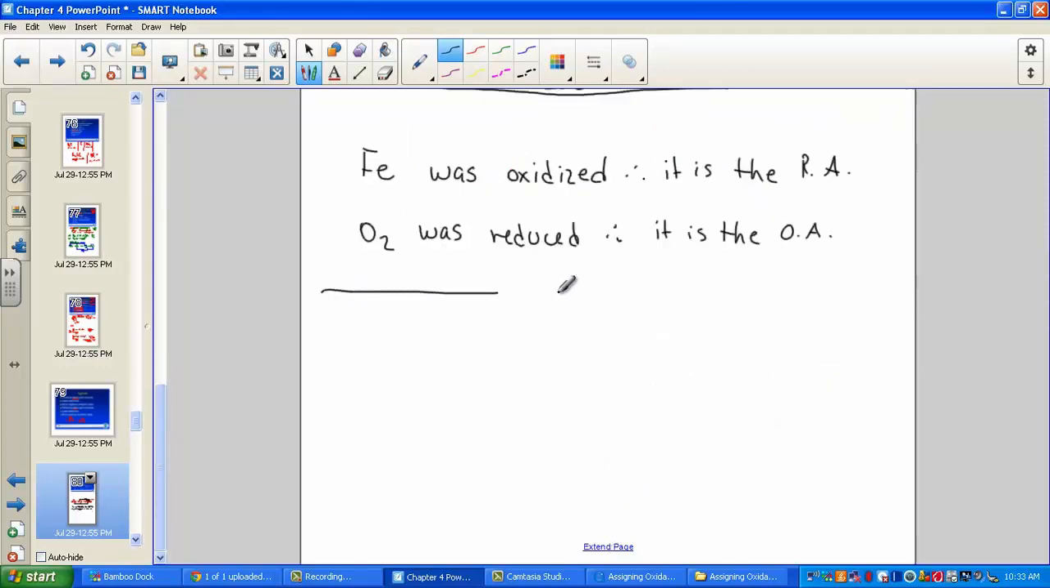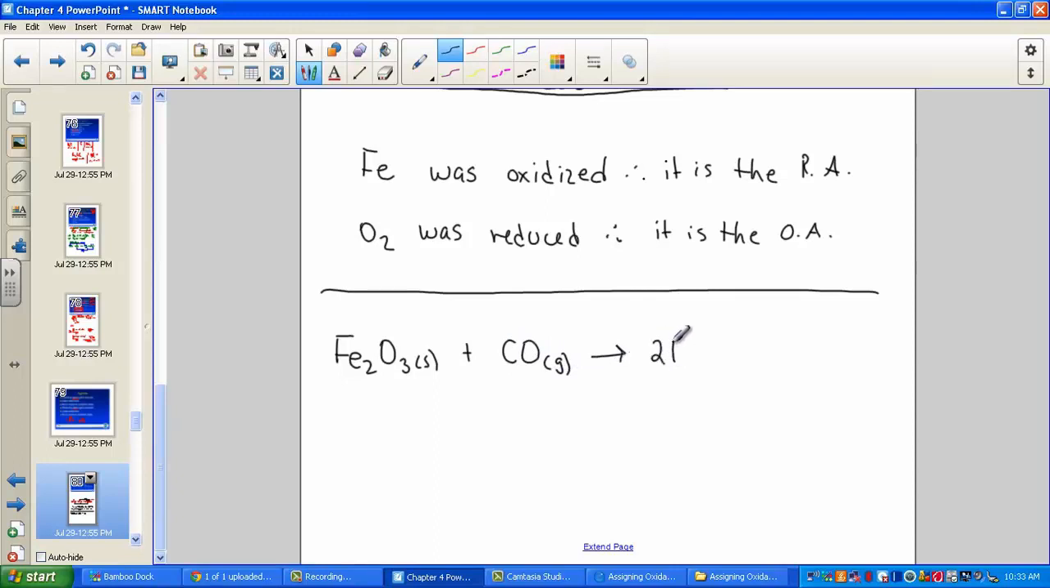Shall we try another? Here we have Fe2O3, iron(III) oxide, in solid form, reacting with gaseous carbon monoxide, and it forms liquid iron and 3 carbon dioxide units in a gaseous form. Did I miss the coefficient? I sure did, right there. A 1:3:2:3 stoichiometric ratio. We're being asked what's oxidized, what's reduced, and then to identify the agents.